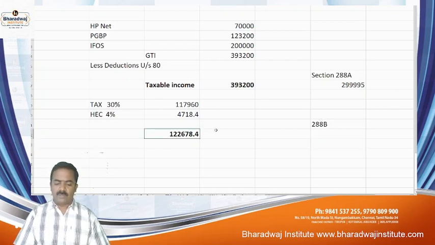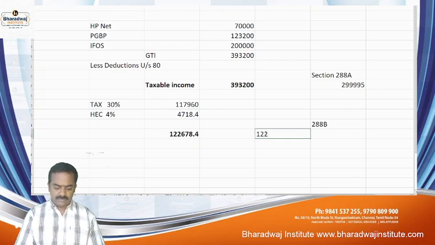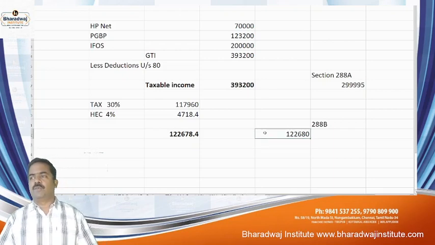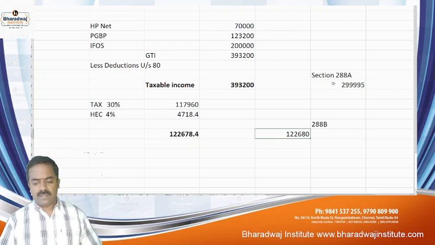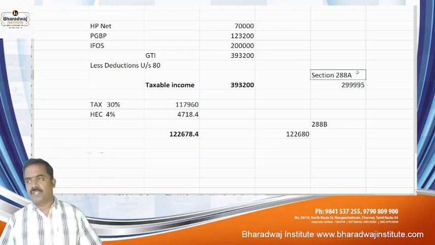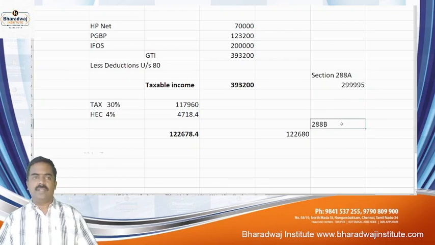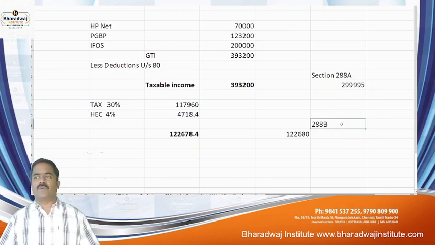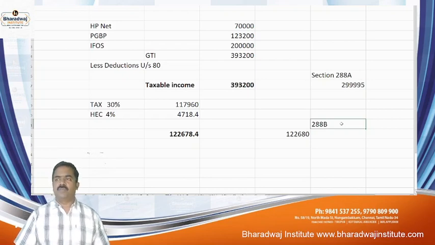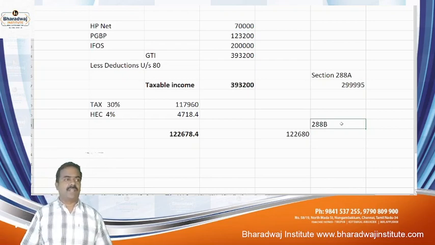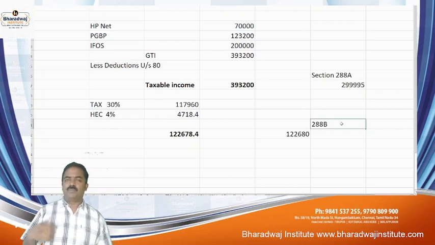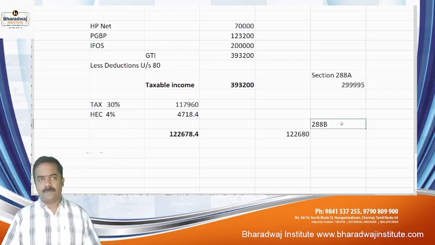So in this problem, what will be the tax payable? 122,6. Both tax as well as income will be rounded to the nearest multiple of 10. Income rounding off is section 288A, and tax rounding off comes under section 288B. Sometimes they may ask it in a specific question: income tax will be rounded to the nearest multiple according to which section? This is one of the most important sections to be remembered.